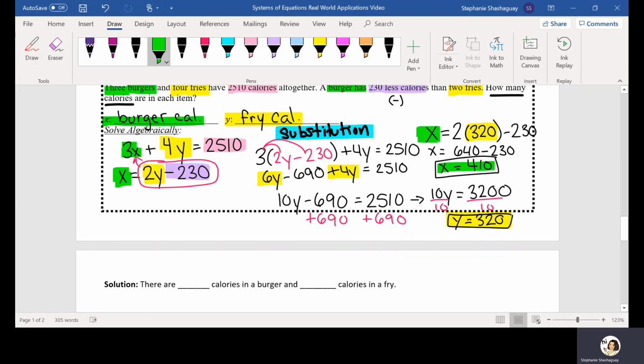And that line moved down below because I made some adjustments. So there are 410 calories in the burger and 320 calories in the fries.